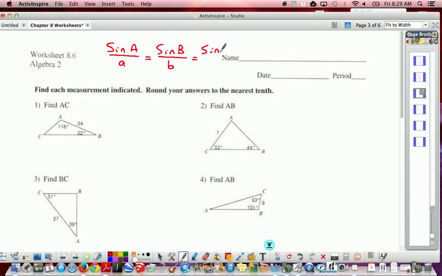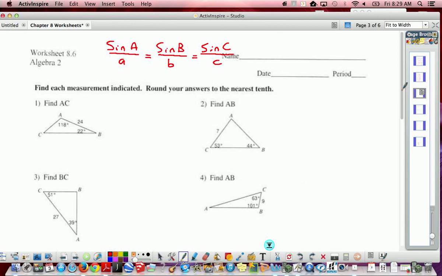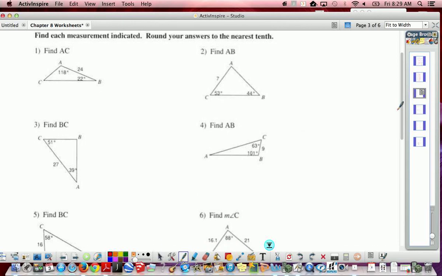I'll throw up the third, but just to let you know that it's basically the angle and the side across from it. The angle, the side across from it, equals the angle and the side across from it. Again, using sine. So, on the first one, it says find AC. So I'm trying to find this side right here.